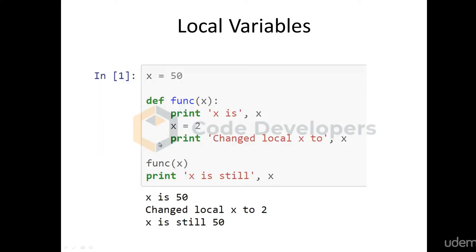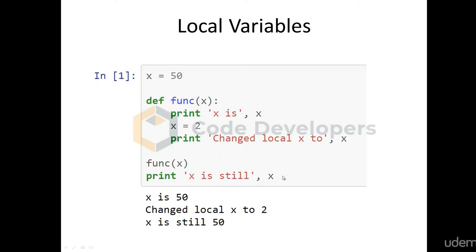So here's one more example. I've assigned x is equal to 50. This is a global variable. It's global in scope. Then I have a function, func, which takes in x. It prints "x is" x, resets x equal to 2, and prints "changed local x to" x. Then we're going to call that function and print "x is still".